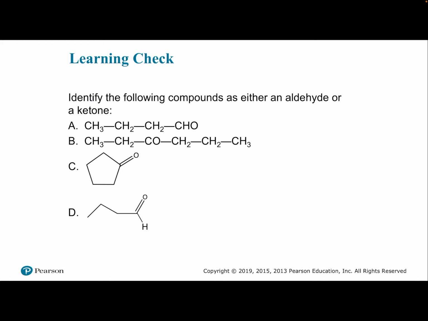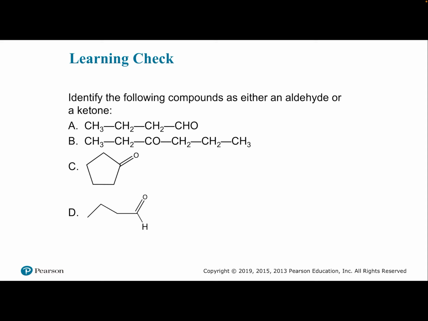All right, quick learning check. Go ahead and identify these compounds as being either aldehydes or ketones. If you're unsure by the condensed structural formula, then draw it out and give carbon the right number of bonds so that you can see. All right, go ahead and pause it and give these a shot.